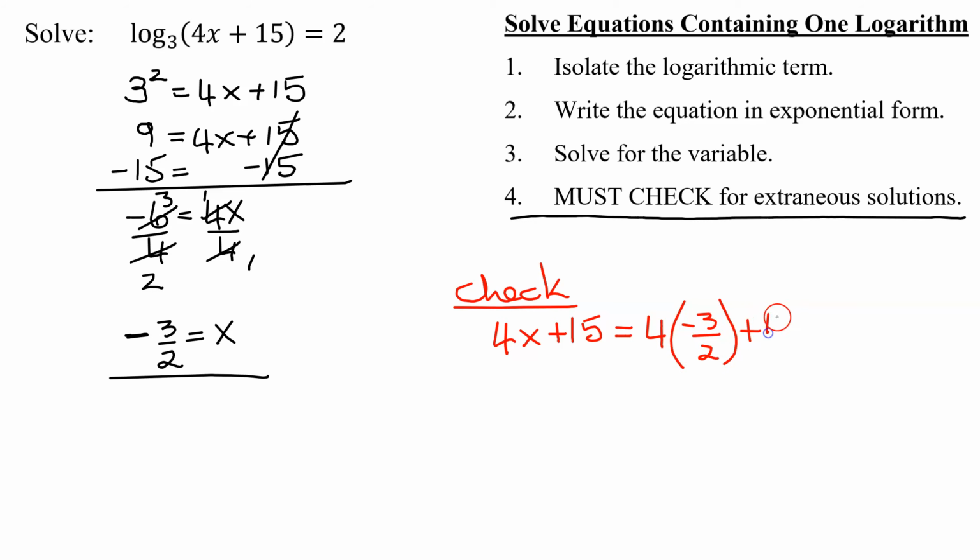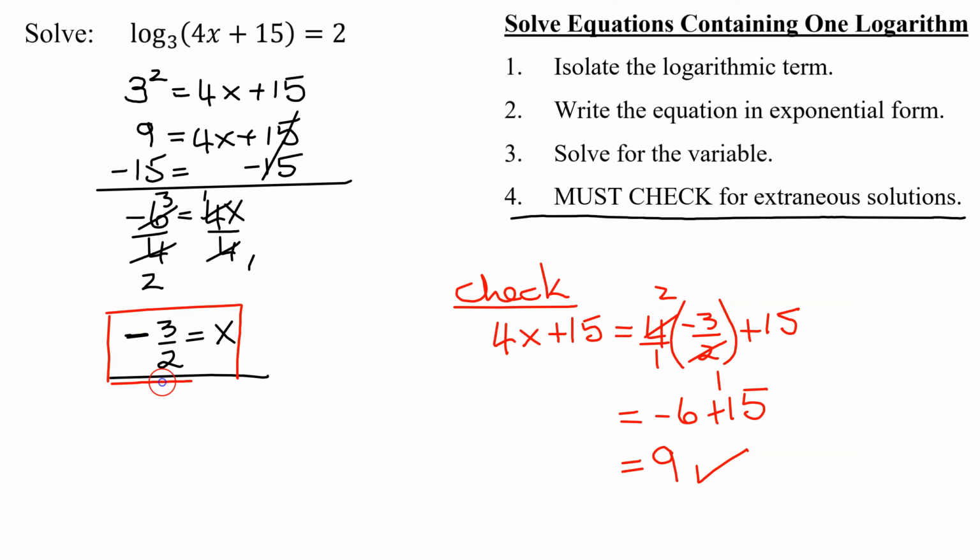plus 15. So I'm going to turn 4 into 4 divided by 1. So 2 reduces with the 4 twice. And I get 2 times negative 3 is negative 6 plus 15, which is positive 9. Is 9 a positive number? Yes. So x equals negative 3/2 is not extraneous. So it is the solution to this equation.